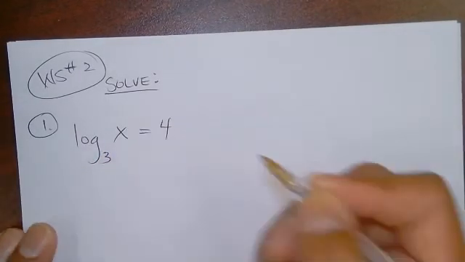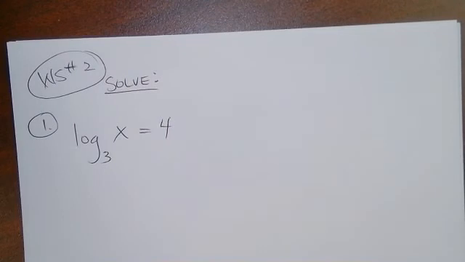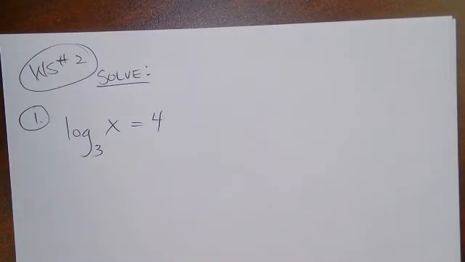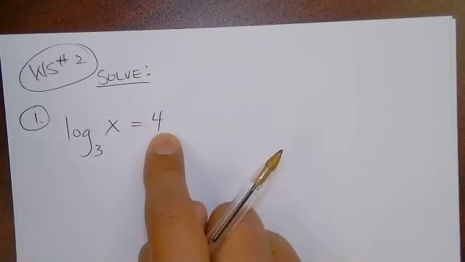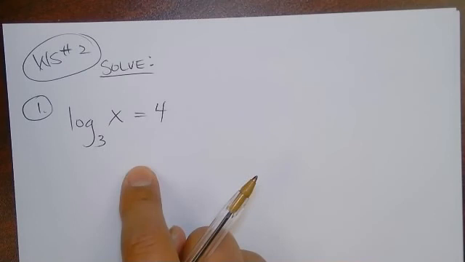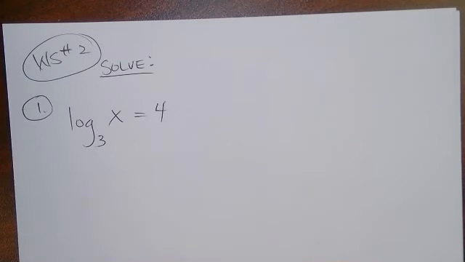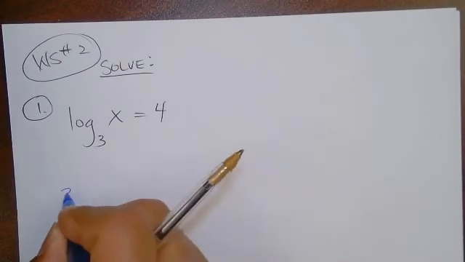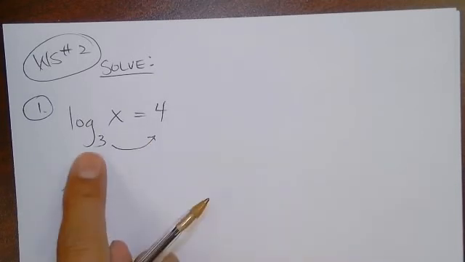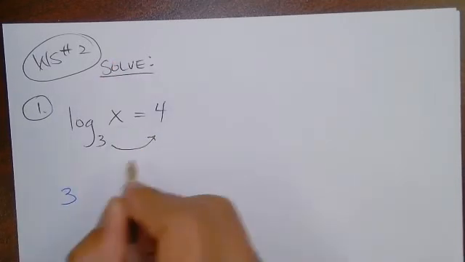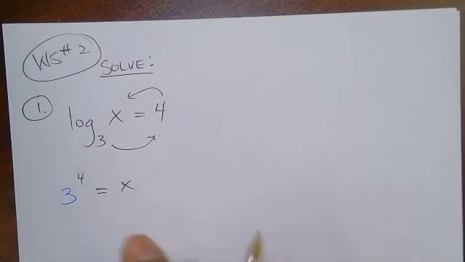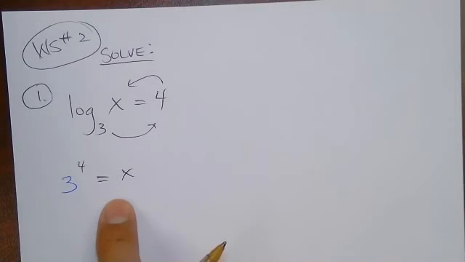Number 1, log base 3 of x equals 4. Is this one missing anything? No. It has the equal sign. It has 2 things here. It has 1 thing here. But you're not going to solve it in logarithmic form. You're going to change it to what? Okay, tell me how to write this in exponential form. 3, remember counterclockwise, start with the bottom, with the base. 3 counterclockwise is this way, right? 3 to the power of what? 4 is equal to x.